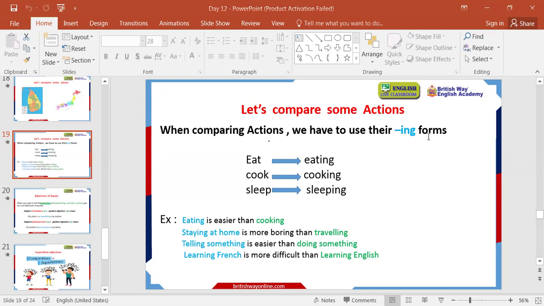Okay, so look at these examples. Eating is easier than cooking. Staying at home is more boring than traveling. Telling something is easier than doing something. Learning French is more difficult than learning English.